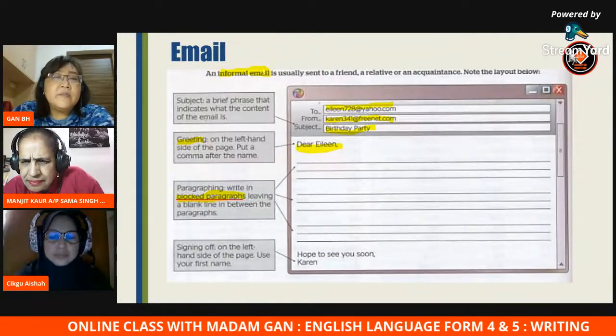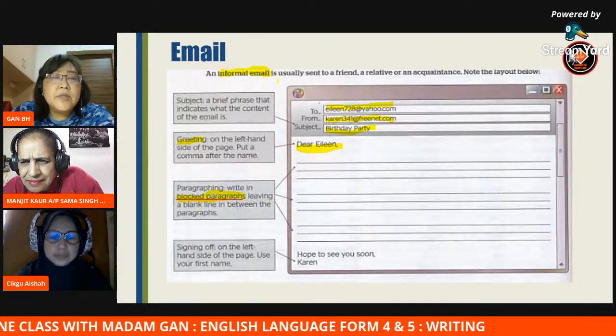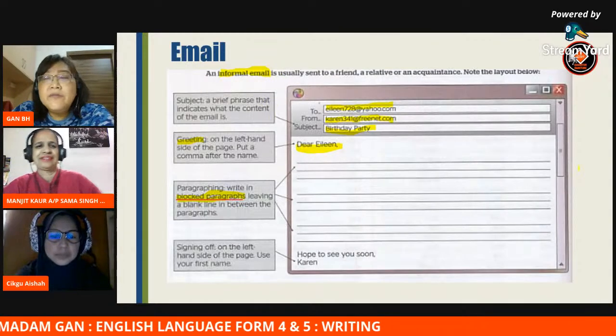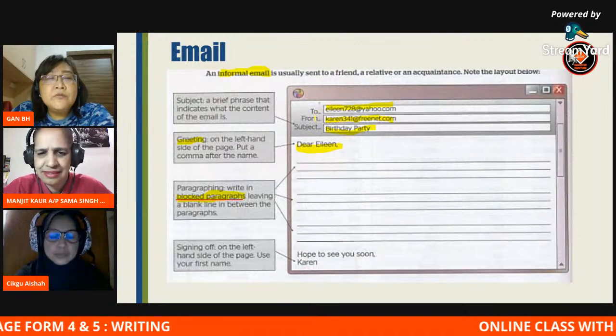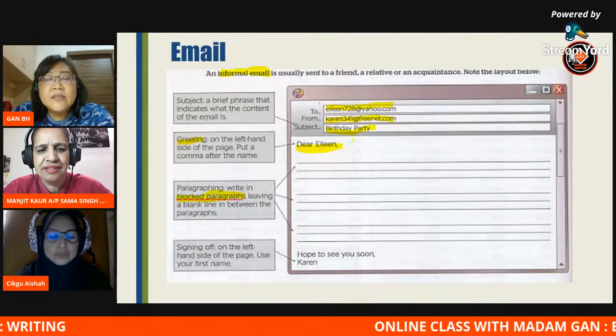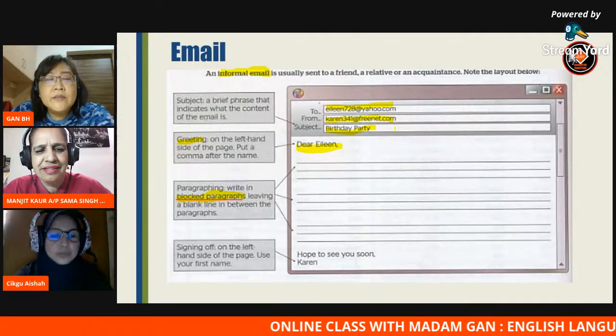Okay, next, this is the format. Just now we saw the format of a message. So in your PT3, you could be given this, the small space I mentioned just now, right? So to, from, and subject could be blank. There's nothing here. Okay, so it could be blank.